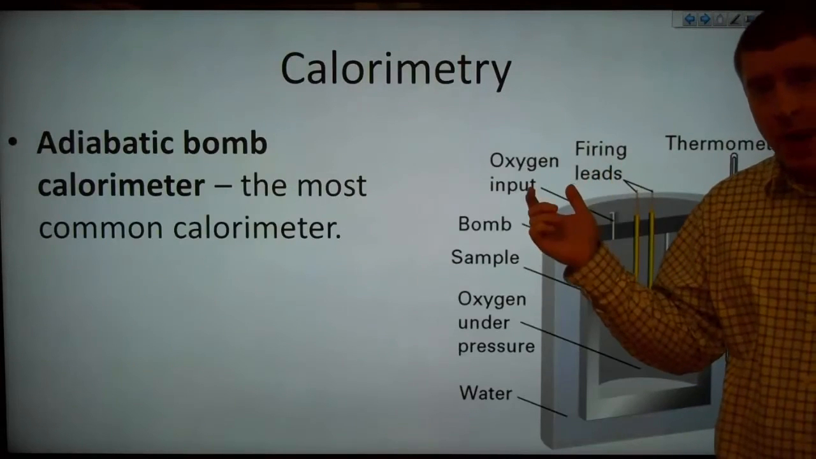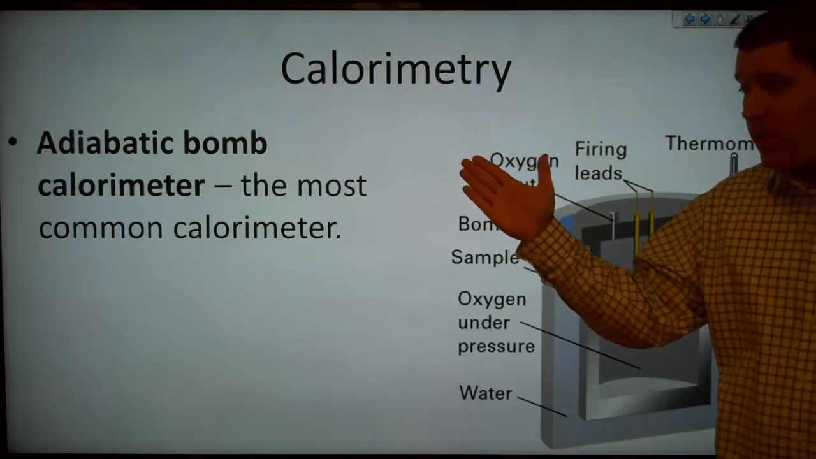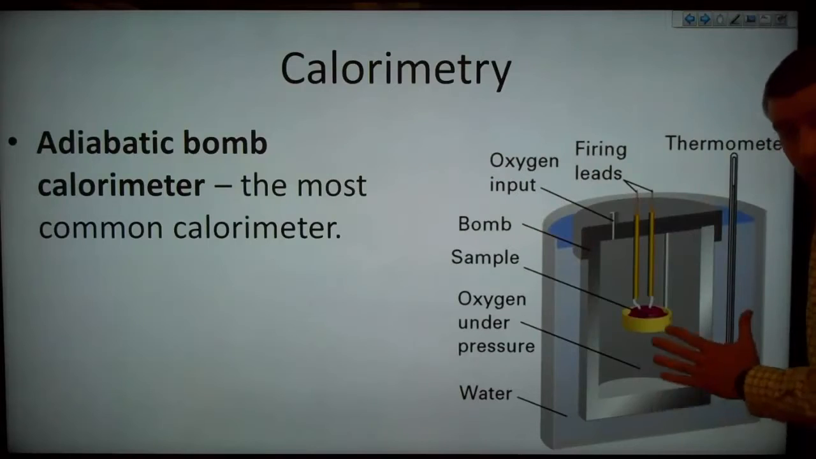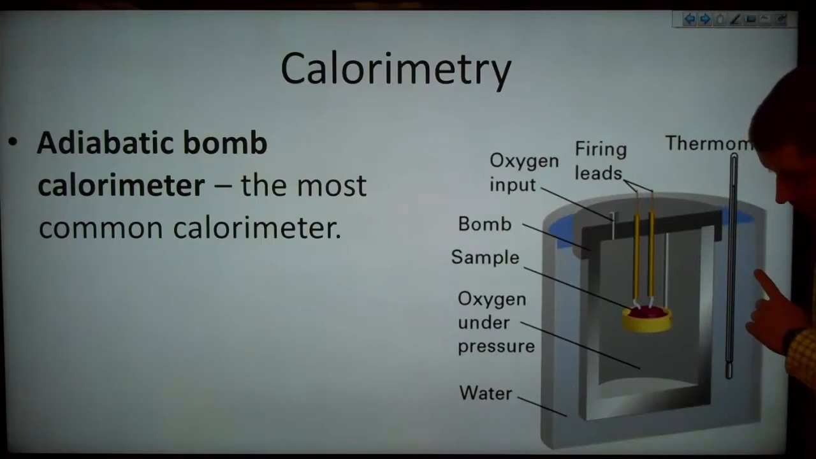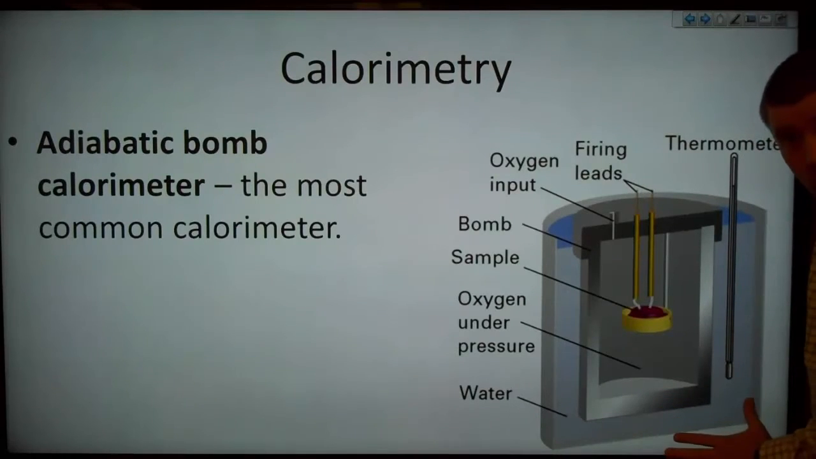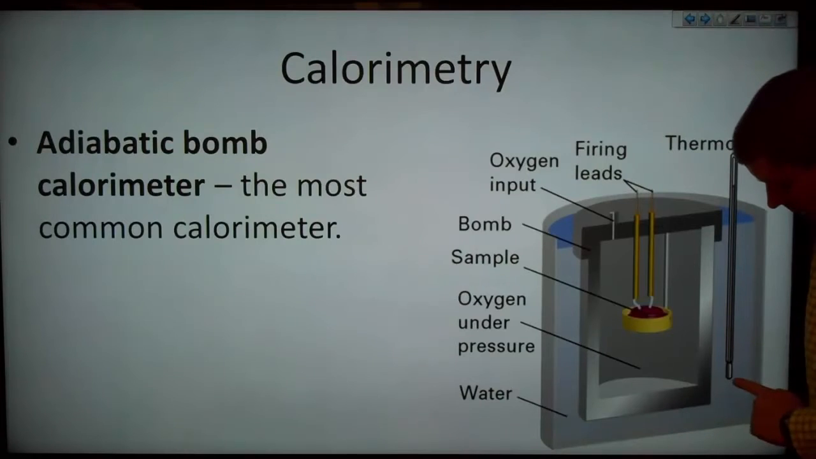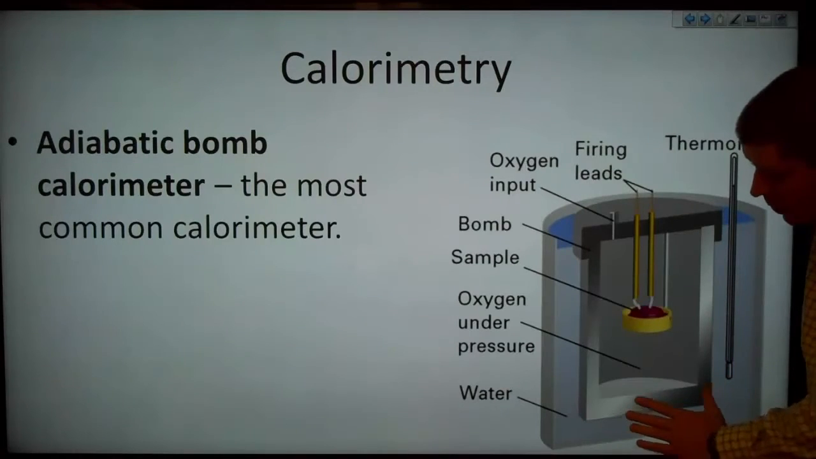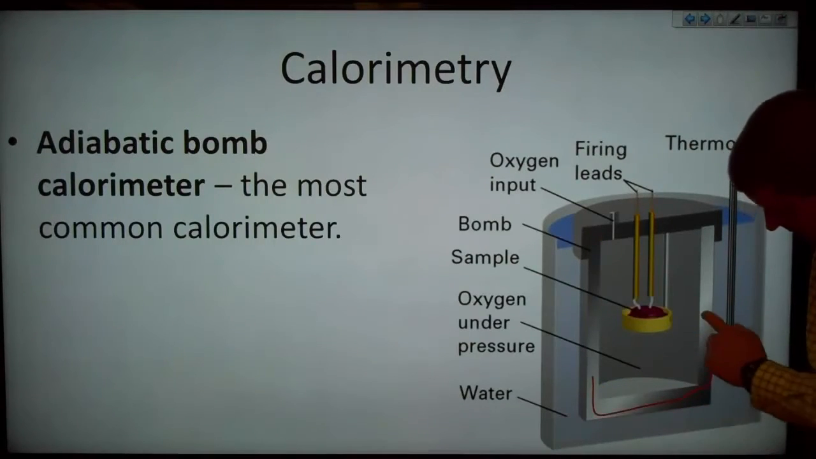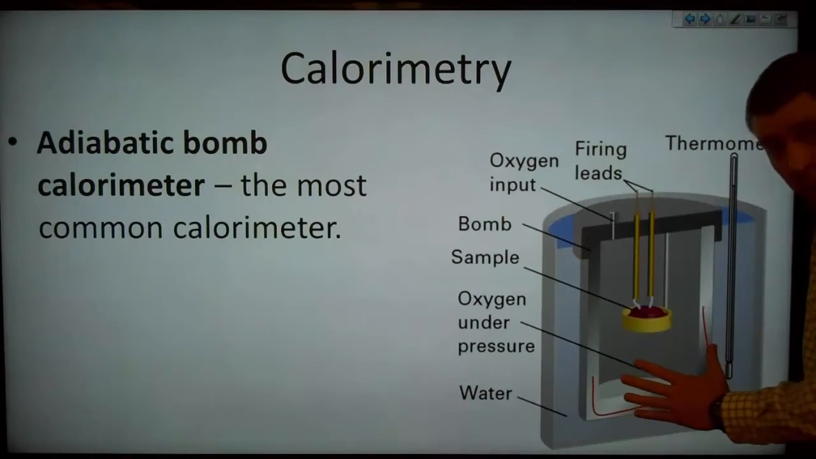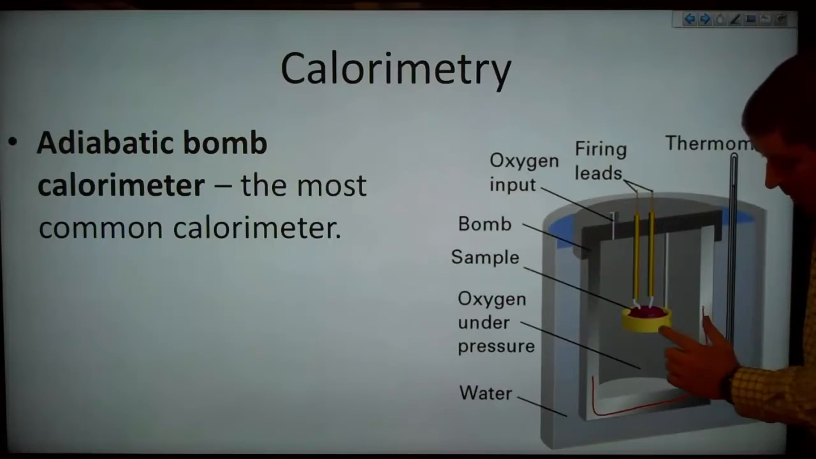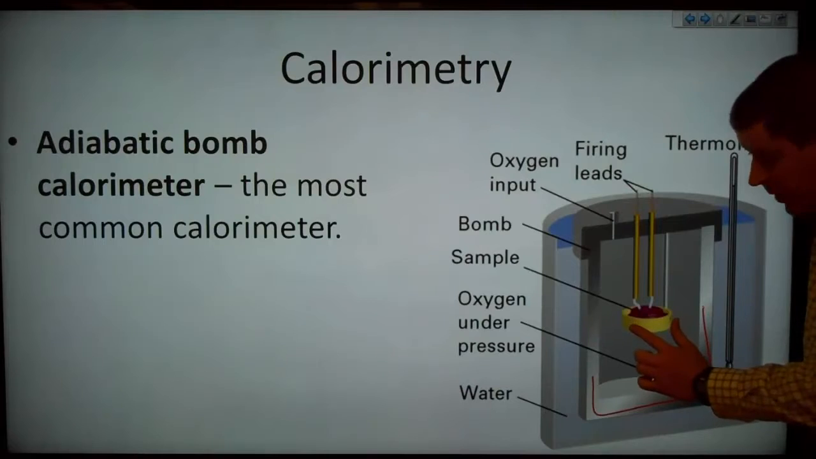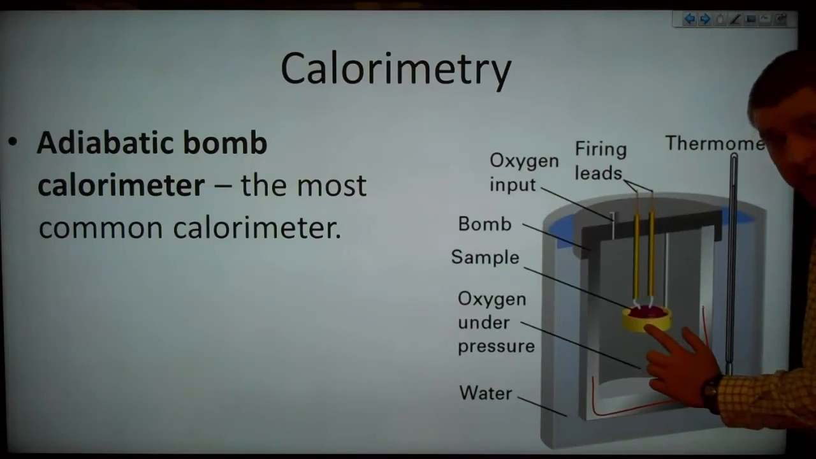One of the more common calorimeters that we use, and a very accurate one, is the adiabatic bomb calorimeter. We've got a bomb calorimeter that looks something like this. We have an outer jacket here that contains some water, a nice water bath for us. We've got a thermometer measuring the temperature of that water. Inside the water bath then, we have our bomb, which is this metal-lined container. Inside the bomb, we've got some oxygen at some specified pressure, and we have our oxygen input there.